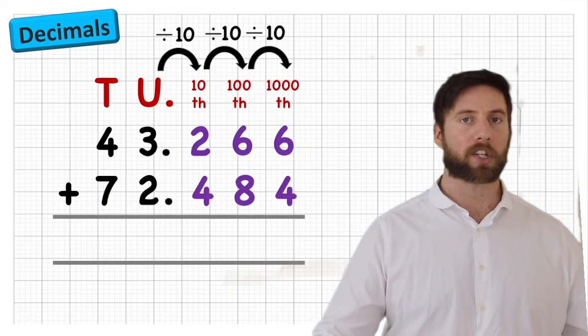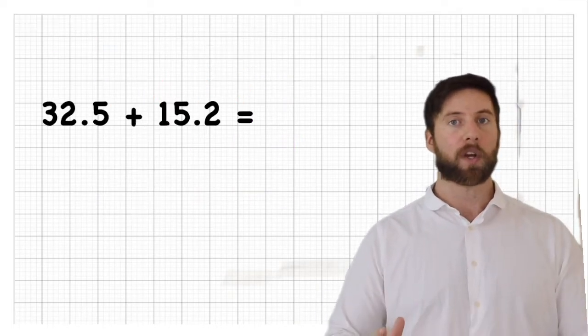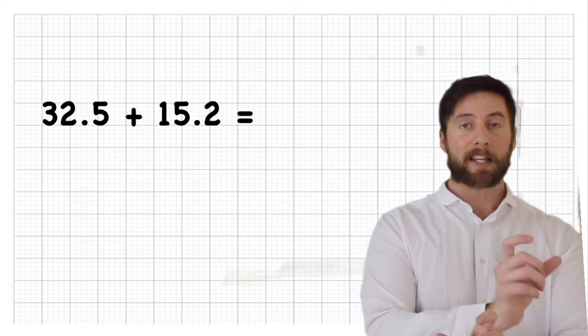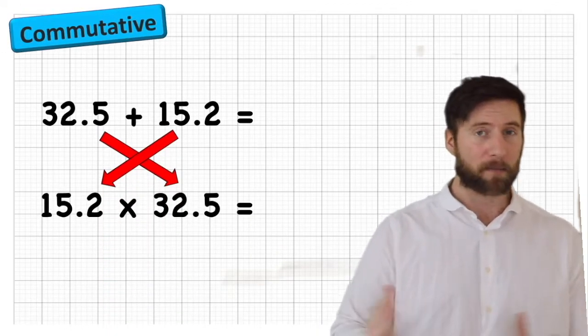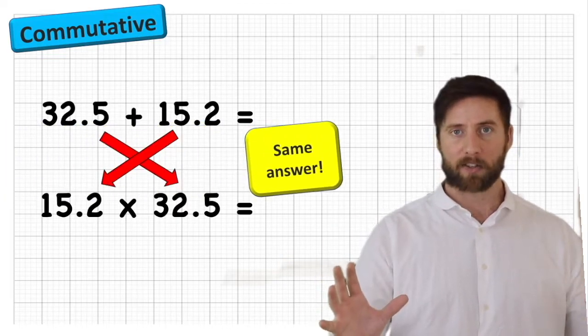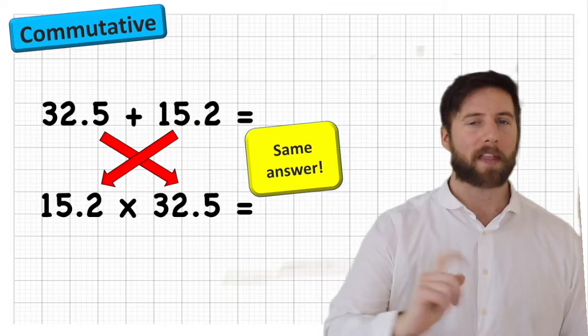Okay, so let's have a question. Let's have 32.5 add 15.2. Now remember, addition is commutative. It doesn't matter which way around we put these in our questions. Okay, so it could be 32.5 add 15.2 or 15.2 add 32.5. It doesn't matter at the moment, okay, because this is addition. Not the same rule for subtraction, but we'll get there in a minute.